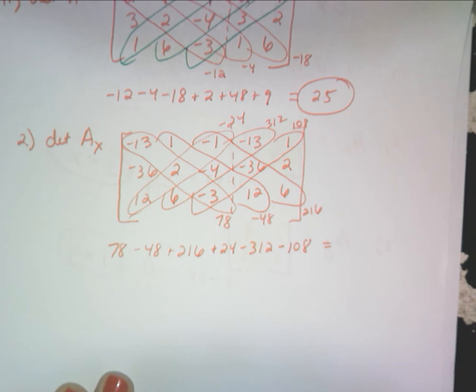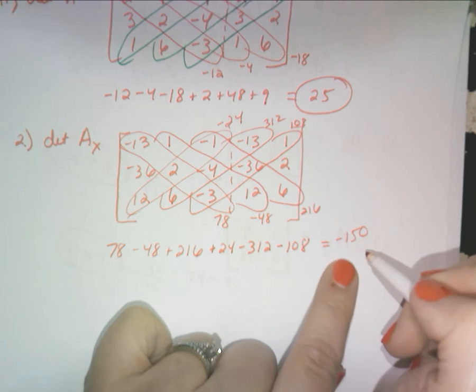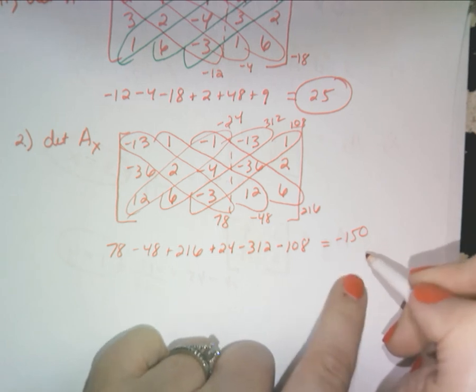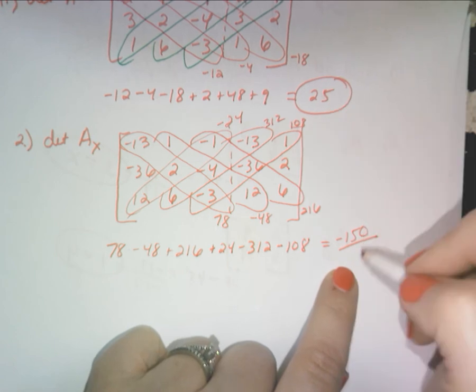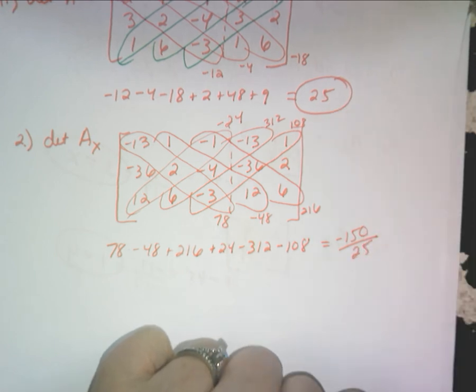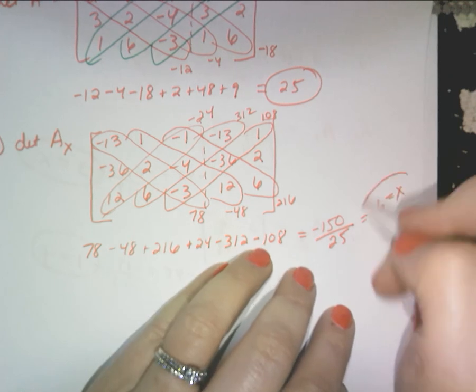216 plus 24. Yep, -150. That is not your answer. What do I have to do with -150? Divide it by the original determinant of A. So your answer is -6. That is your X value for that system.